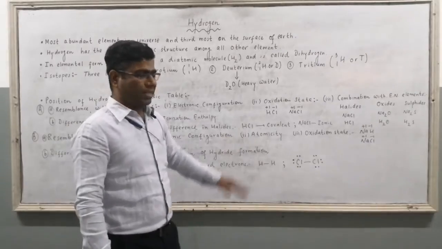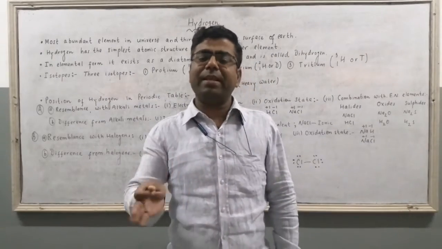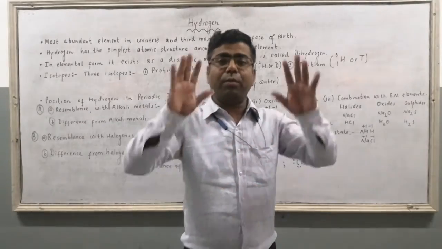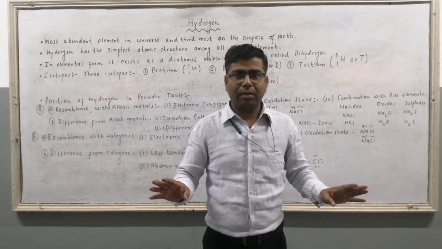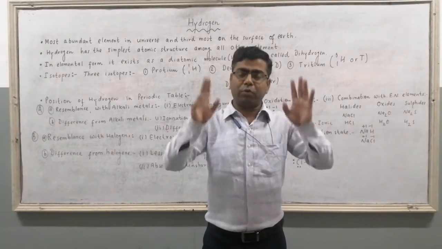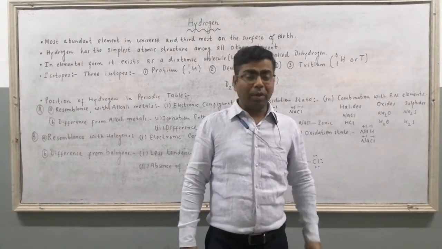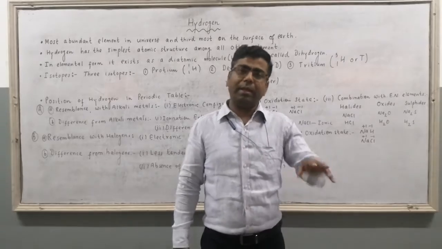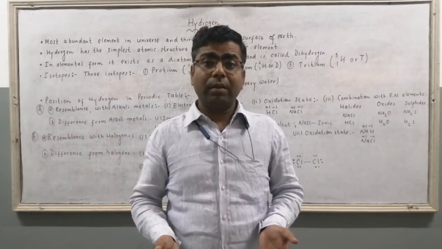Now the next one is atomicity. What do we mean by atomicity? The number of atoms present in the molecule is called the atomicity of the molecule. Hydrogen is diatomic in nature. H2, there are 2 atoms of hydrogen. Fluorine is F2, diatomic. Chlorine is Cl2, diatomic. Bromine is Br2, diatomic. Iodine is I2, diatomic.